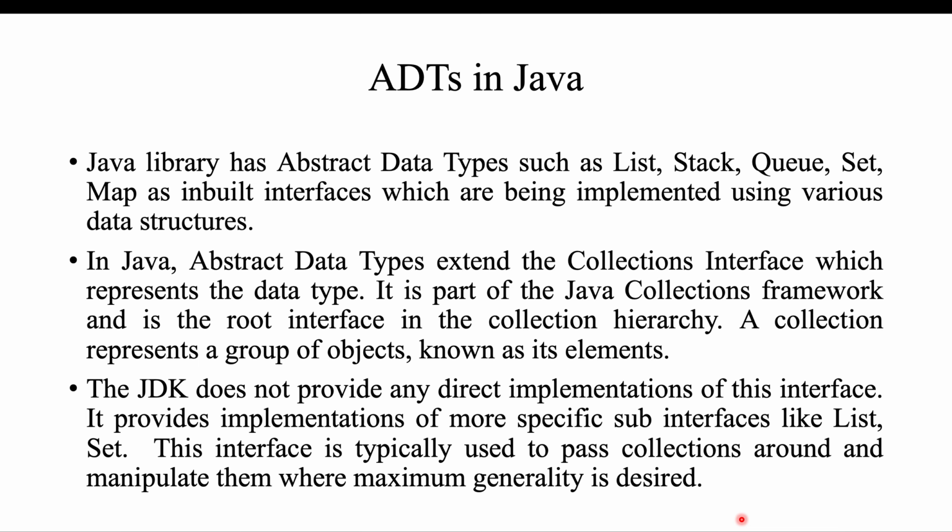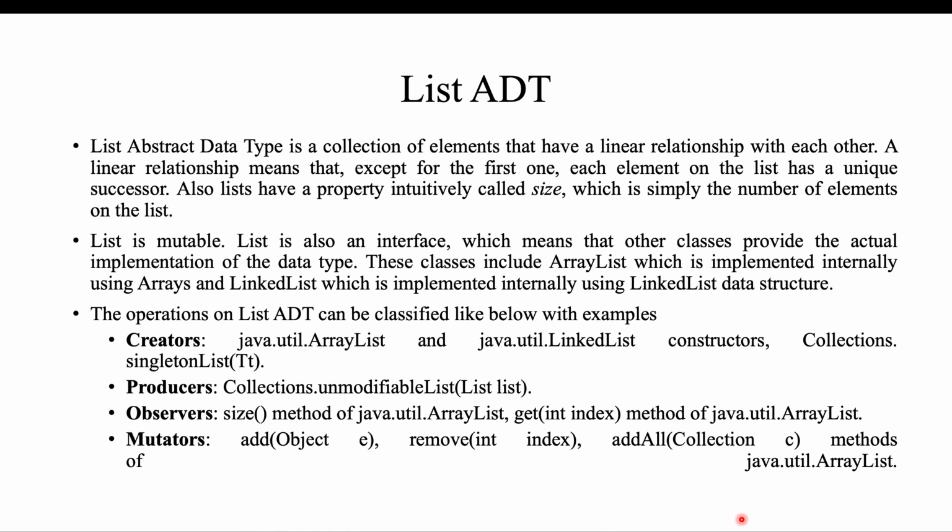We do not have to have any specific cases, because if we have specific cases, it will again increase the complexity of the program. Since we already have an interface and a collections framework, this can be extended whenever and wherever it is necessary. Now talking about one of the primary abstract data types of the Java library, which is the list ADT. The list abstract data type is a collection of elements which have a linear relationship with each other. By linear relationship, what we mean is that except for the first one, each element on the list has a unique successor.